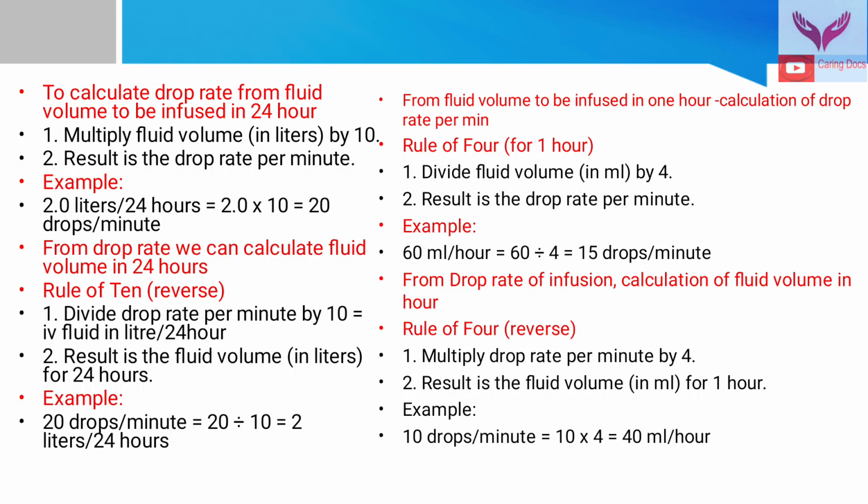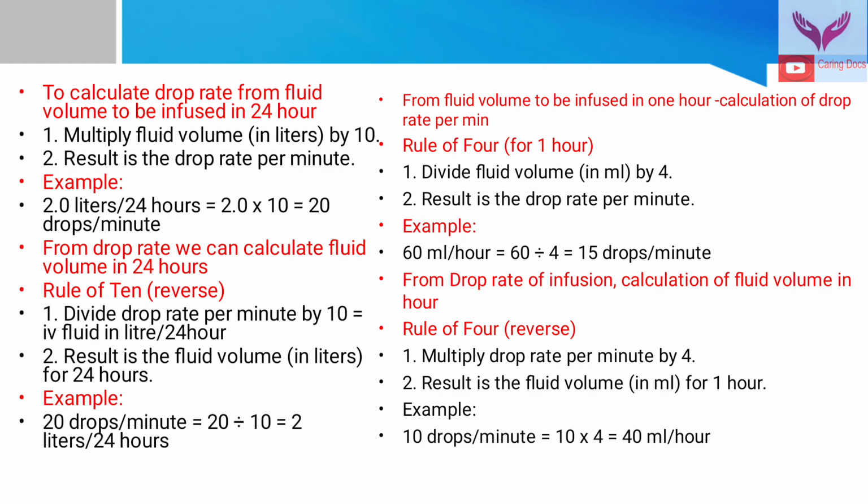So to calculate drop rate from fluid volume to be infused in 24 hours, just multiply the fluid volume in liters by 10. The result will be the drop rate per minute. For example, if we want to infuse 2 liters in 24 hours, just multiply 2 into 10, we will get 20 drops per minute. Similarly, from drop rate we can calculate the fluid volume in 24 hours.